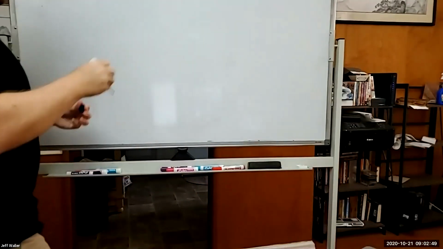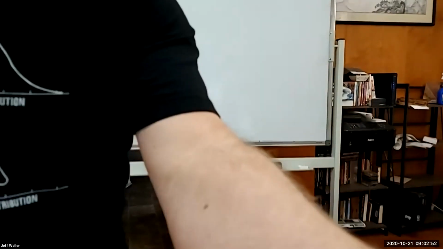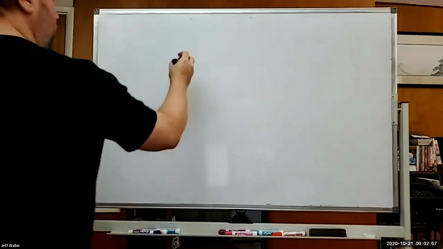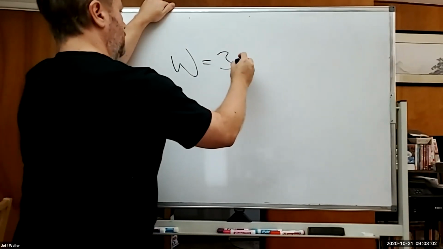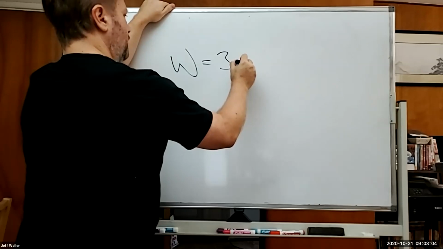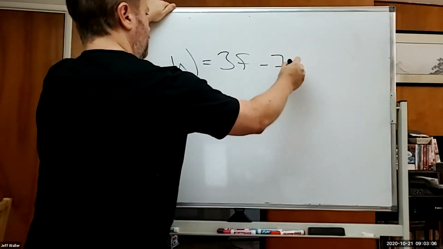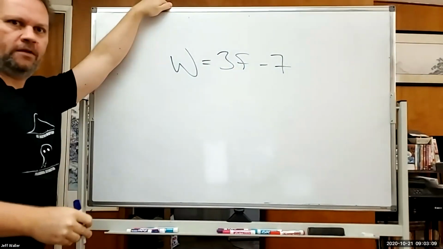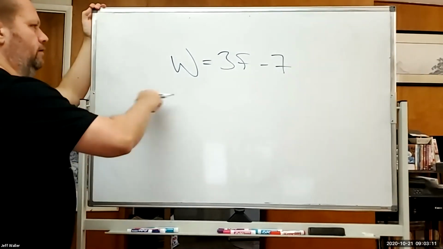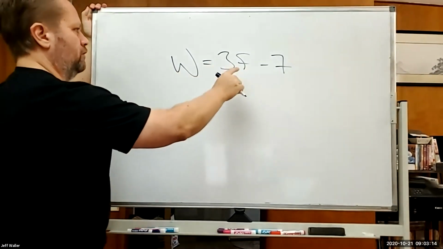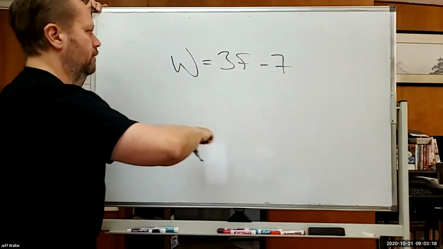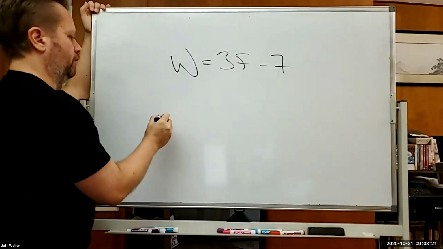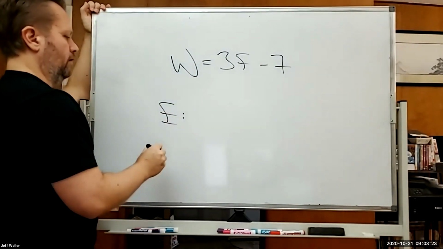So if we have an equation, somebody gives me the equation W equals, what do you got, Jeff? 3F minus 7. And let's say for so much fertilizer, this is how many watermelons I'll get. Whatever this means, I don't know. And I want to solve for F.